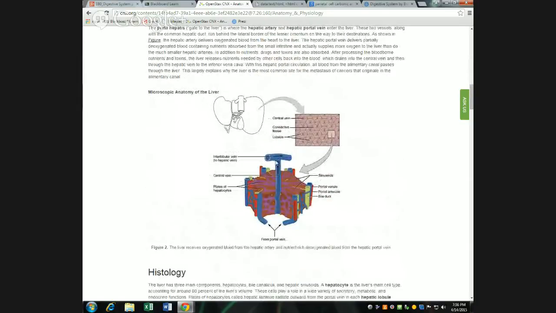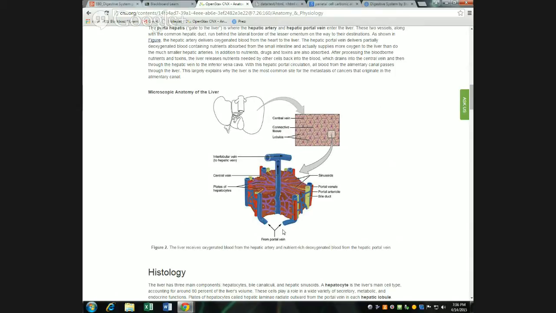Now the liver is a huge organ, but down at the microscopic level, it's made up of these repeating units called lobules, which are really just highly vascularized filters. So blood moves through the liver.